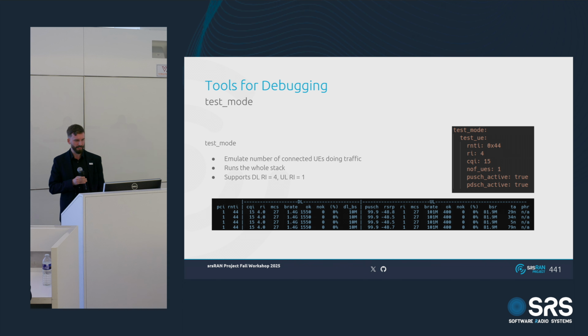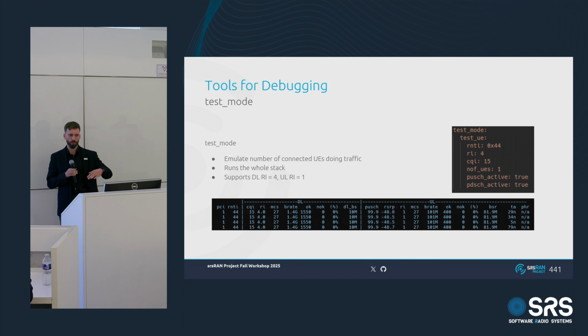Okay, and then something that is, in my opinion, a really great tool for debugging is the test mode in our gNB application. What it does is it basically enables the whole stack by emulating UEs being connected to the RU. And this helps a lot, especially in the first stage of an integration, because you can see if your system is actually capable of running your configuration.